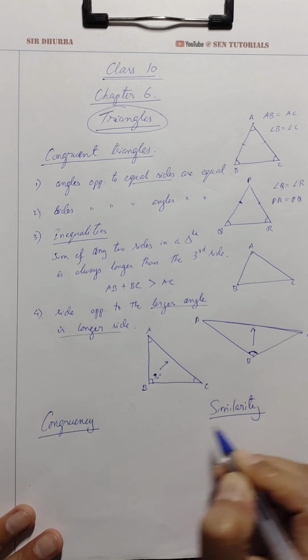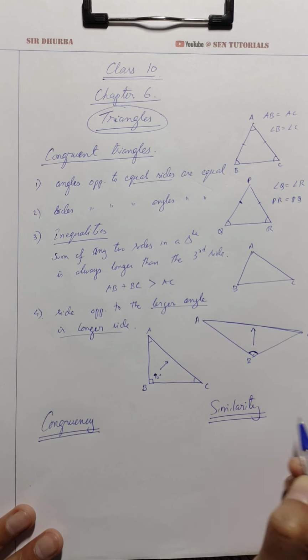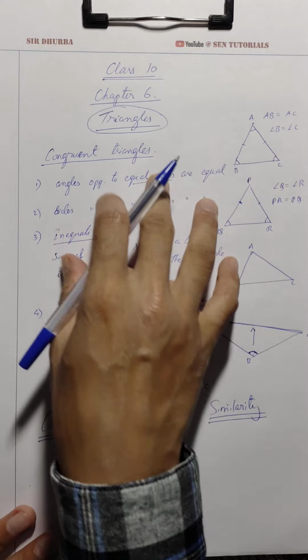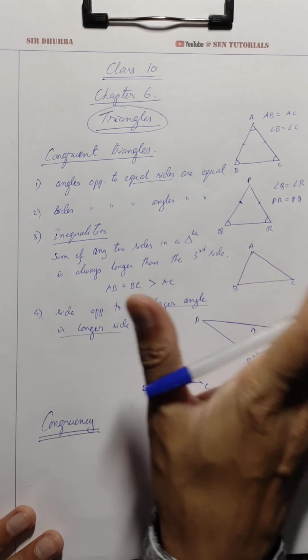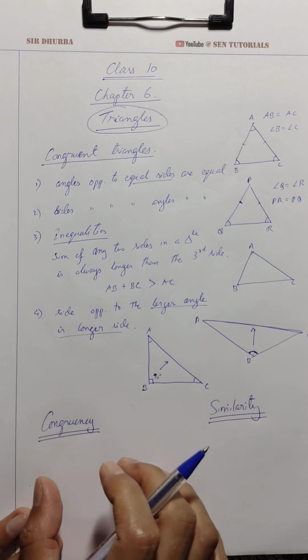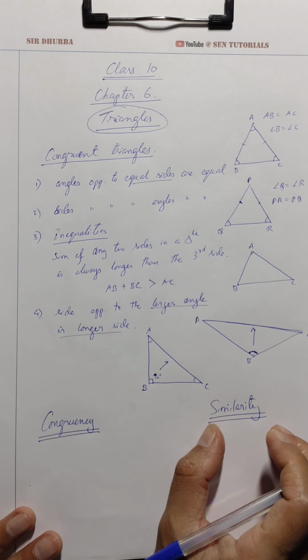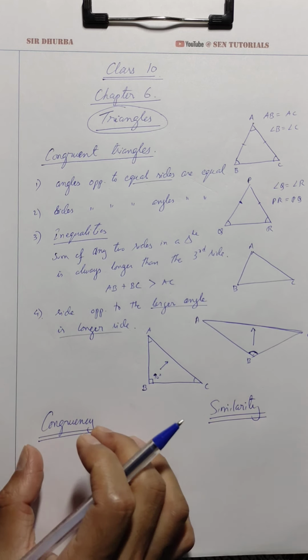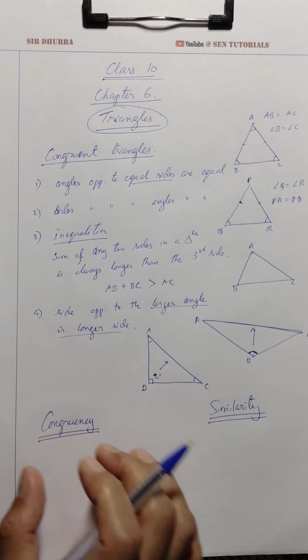So in class 9 we studied congruency. In 10 we are going to be studying similarity. Of course, all these properties will remain intact. It's not meant to change. But yes, we will be learning a new term that is called similarity, similar triangles. In class 9 we have learned about congruency, congruent triangles.